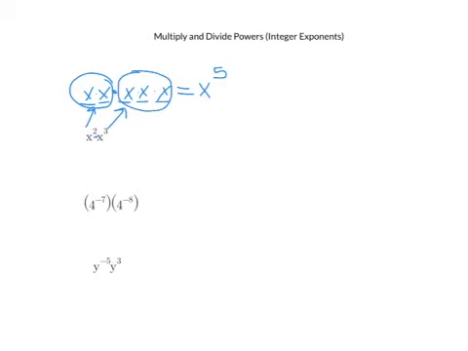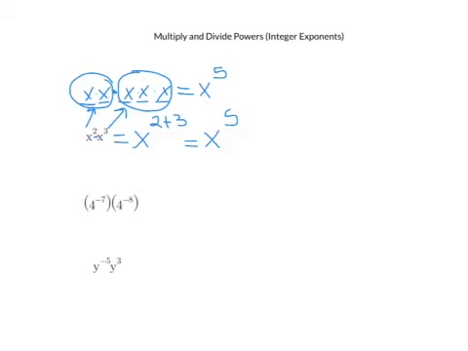In the first example, we have x squared, which is x times x, and x cubed, which is x times x times x. Since the x's are together, we know that it's multiplication, so we are multiplying. 1, 2, 3, 4, 5 x's, so that means we have x to the fifth. If we look at it, we are taking 2, adding 3, and getting 5. So we can also write it as x to the 2 plus 3. And 2 plus 3 we said was 5, so x to the fifth.